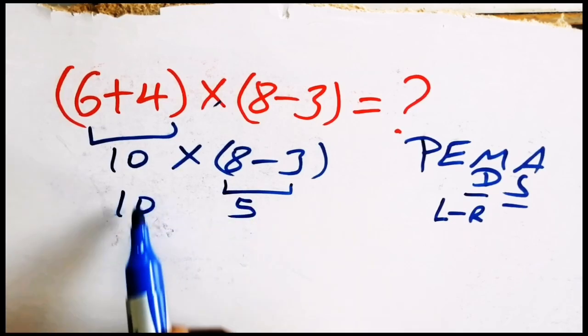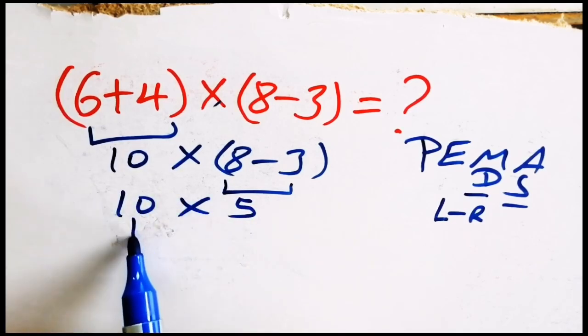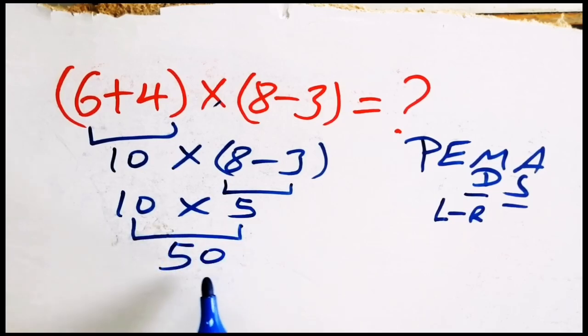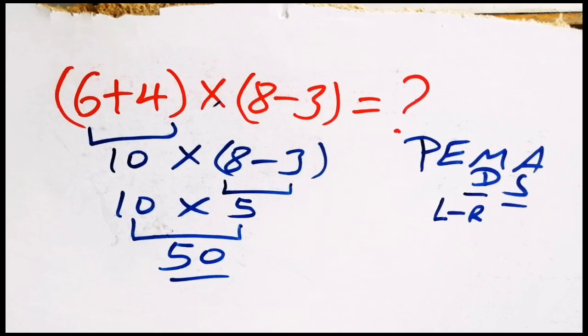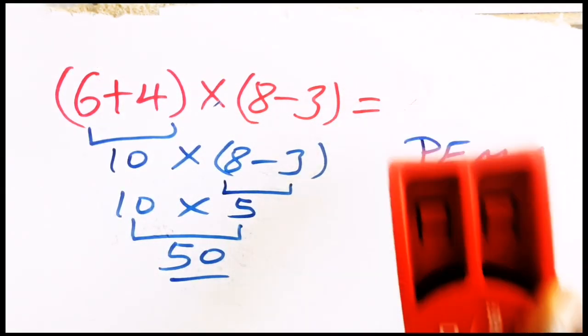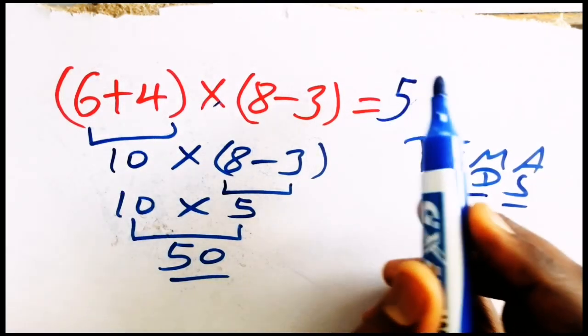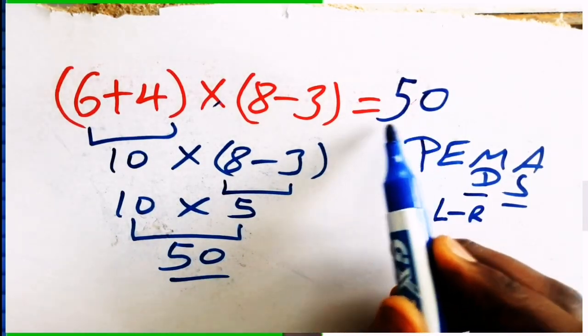Okay, then 10 times 5 is just 50. Okay, therefore the correct answer of this problem is equal to 50. The correct answer of this problem equals 50.